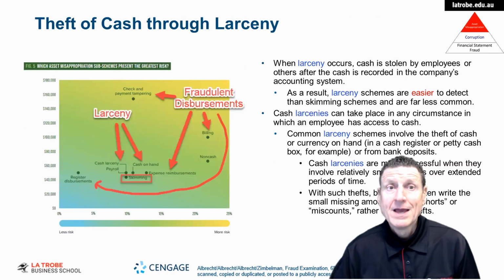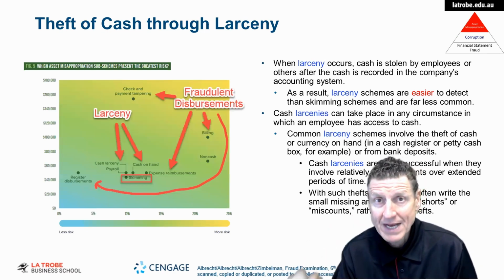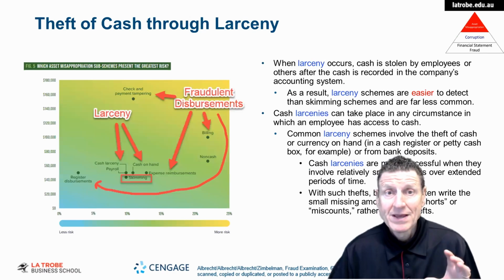If we move on and group them according to fraud cases in the Report to the Nations, you can see that in terms of the size, the frauds are largely made up by fraudulent disbursements: check payment tampering, billing, expense reimbursements. Larceny makes up a smaller amount, that is stuff that's already inside the organization and you're stealing from that. And skimming is a small amount as well. So fraudulent disbursements make up a large portion of the fraud cases in the Report to the Nations.